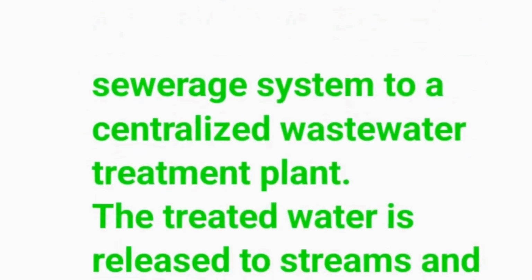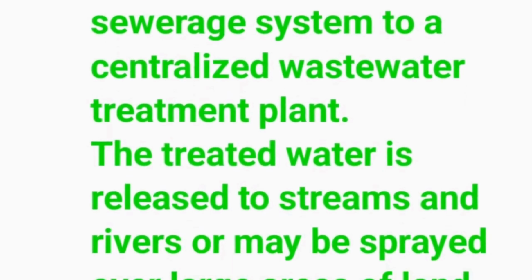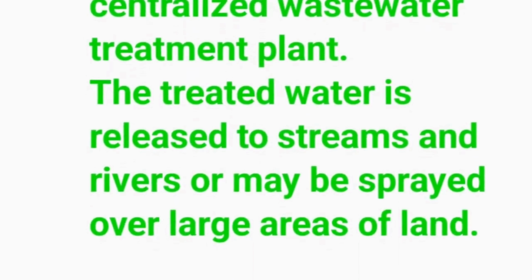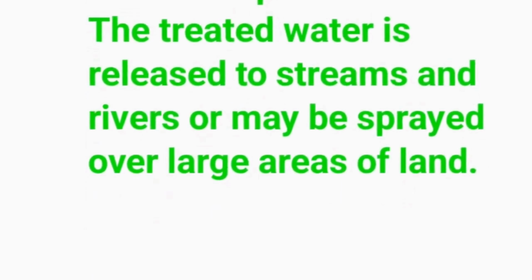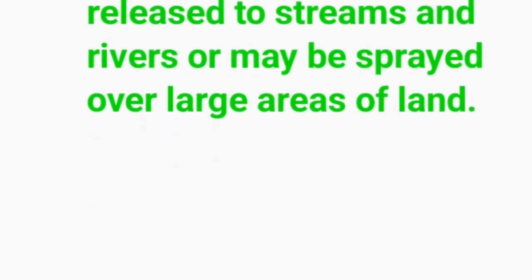The wastewater is conveyed via the sanitary sewerage system to a centralized wastewater treatment plant. The treated water is released to streams and rivers or may be sprayed over large areas of land.